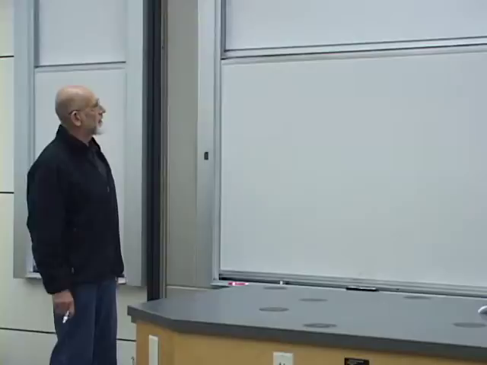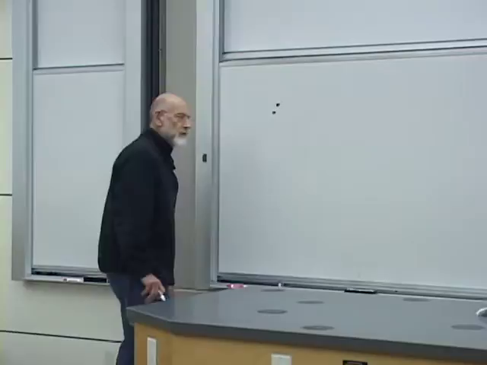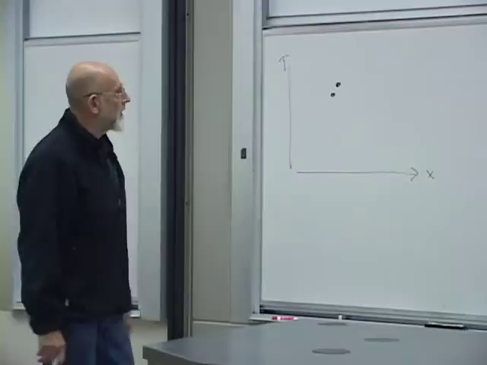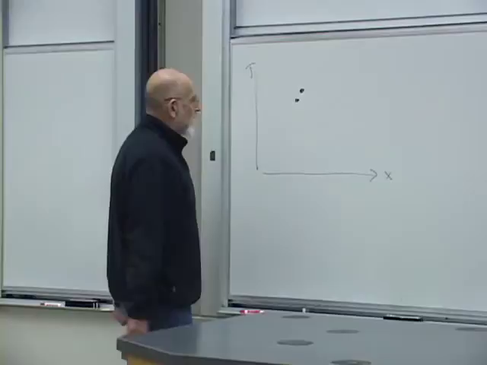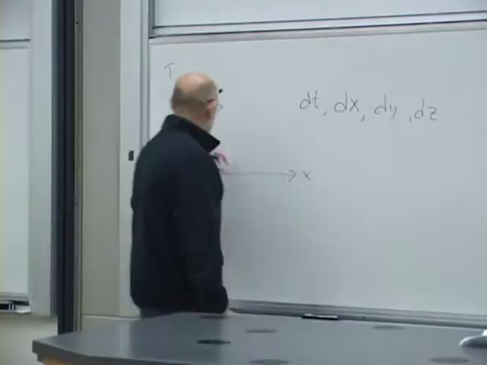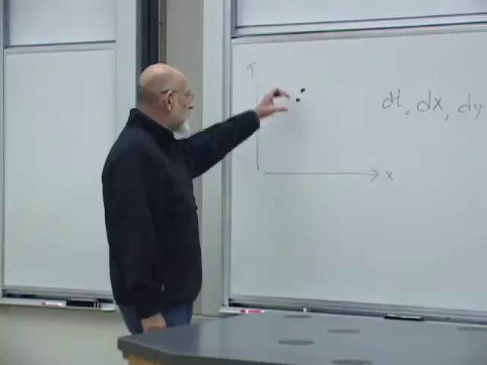The metric is just, if we take 2 points in space and time, 2 neighboring points in space and time, any 2 points. Let's call this the x-axis and this the t-axis, and there are 2 more axes coming out of the blackboard. These are 2 arbitrary but neighboring points, and they're separated by some dx, dt, dy, dz. And we define a new concept: the relativistic distance between them, the proper time.